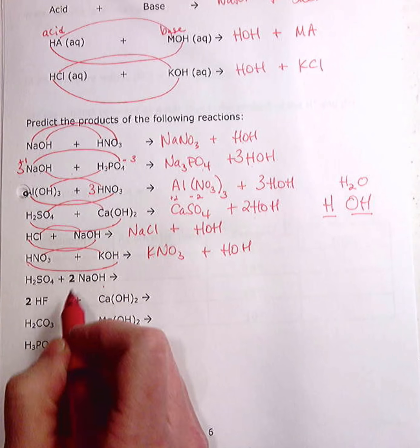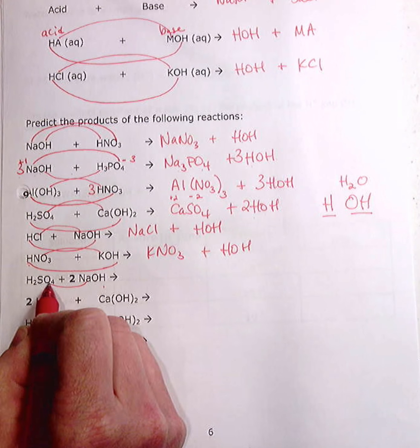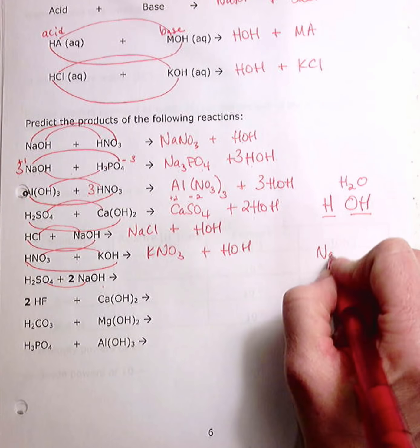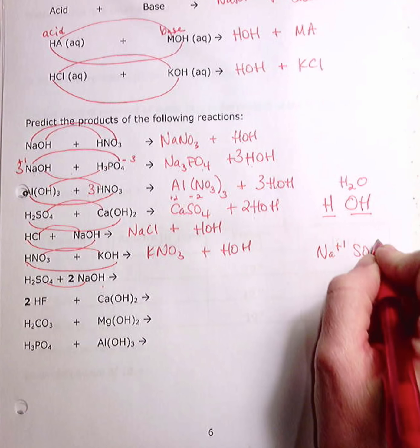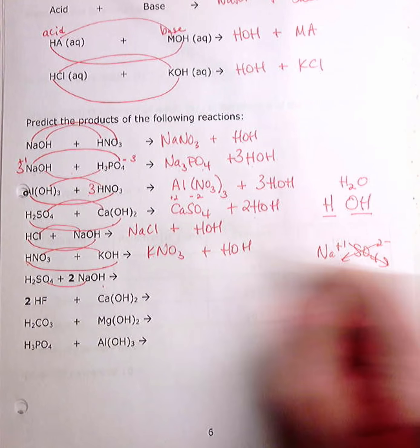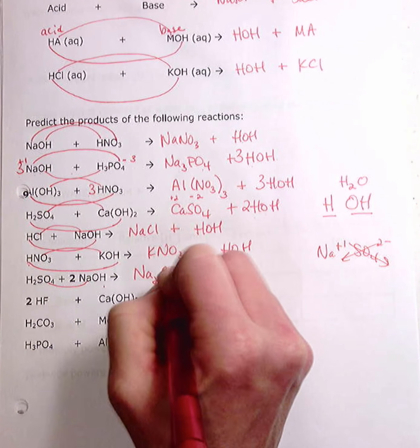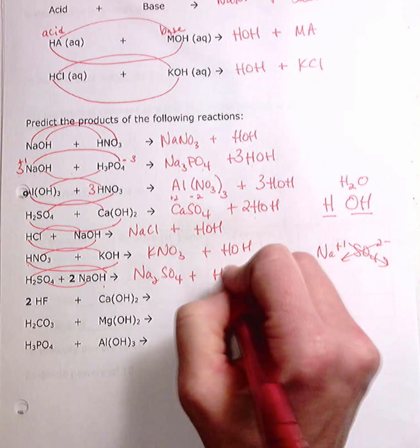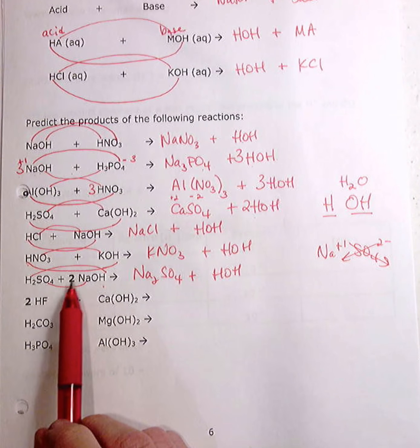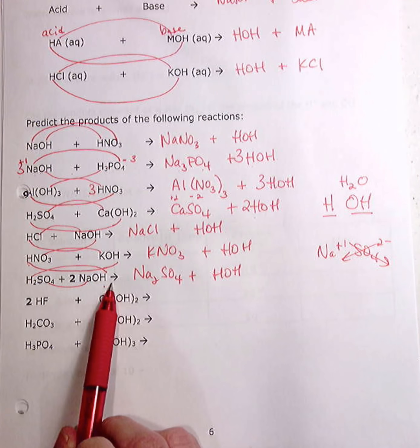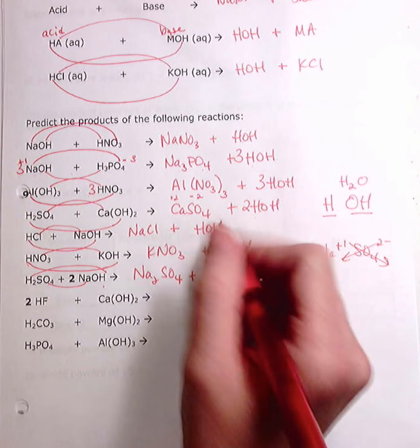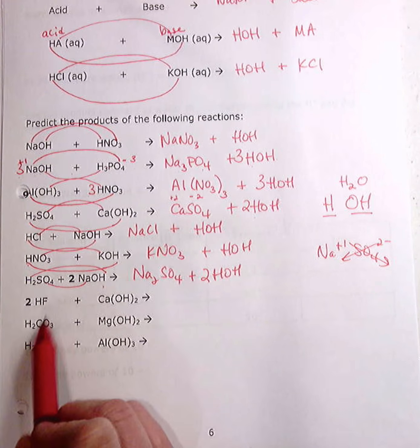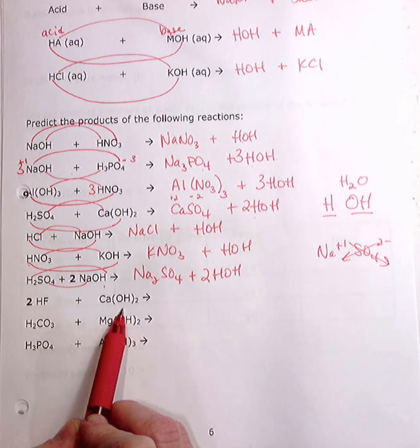So you're going to get sodium pairing up with sulfate. So sodium is plus 1, sulfate is minus 2, cross drop. So you get Na2SO4 plus good old water, HOH. Then I know I'm going to need 2 sodiums, 2 hydroxides, 2 hydrogens. So I'm going to need to put a 2 here. And now that's balanced.